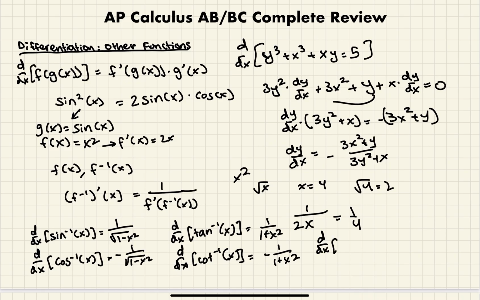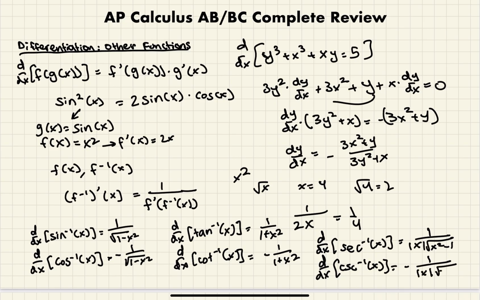And then we got secant of x, inverse secant of x. That's equal to 1 over x times the square root of (x squared minus 1). And there's usually an absolute value around the x because you want to restrict it to positive values only. And as you might imagine, inverse cosecant of x equals negative 1 over the absolute value of x times the square root of (x squared minus 1). So yeah, that's that. And the last thing in this unit is higher order derivatives.